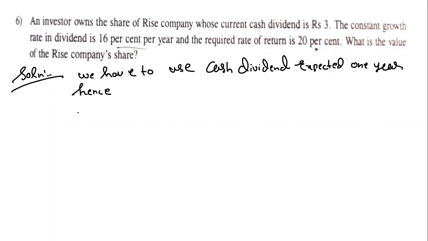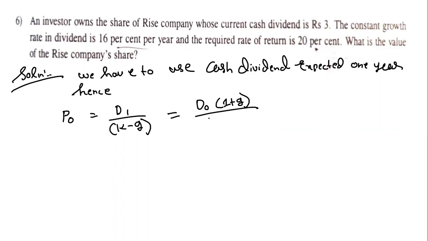So let's solve. We are going to use this formula for this type of problem. P naught is equal to D1 divided by K minus G. After this, we will simplify this. That is D naught, the dividend, that is 3, and 1 plus G, that is the growth expected, and K minus G.